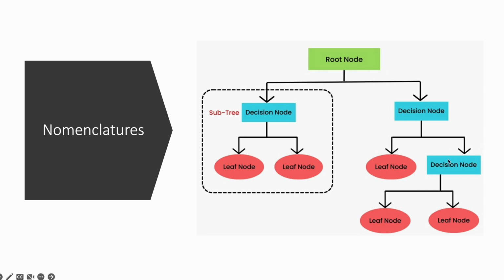This particular thing, anything which is a decision node and everything beneath that, can be termed as a subtree. So this can also be termed as a subtree. This particular whole thing can be termed as a subtree. So this is the right subtree for this root node. This is the left subtree for the root node. Now we understand what is root node, what is decision node, what is leaf node.